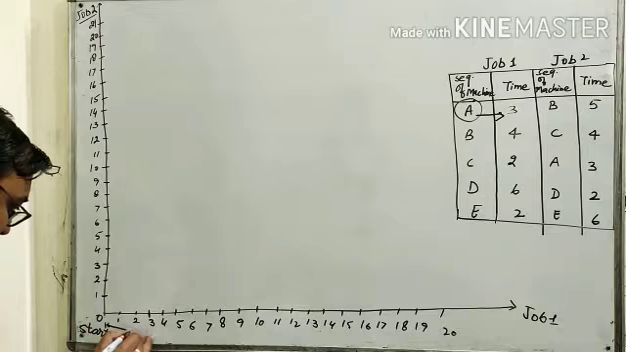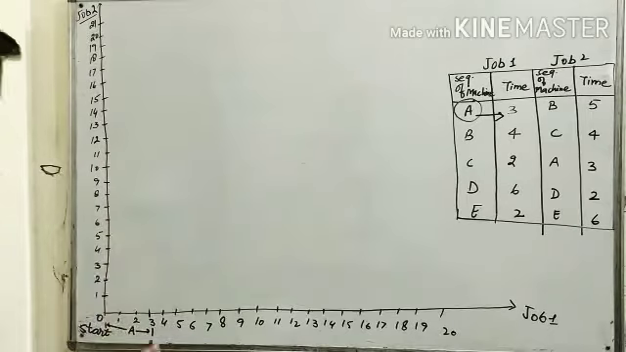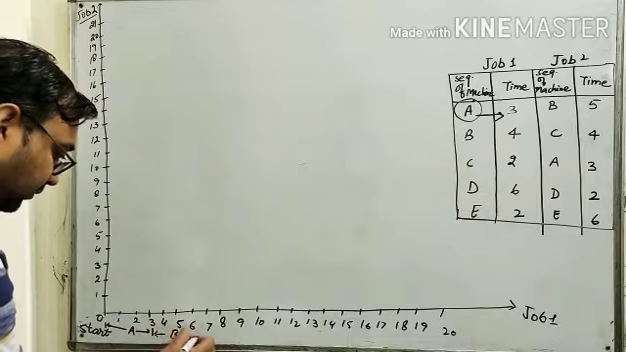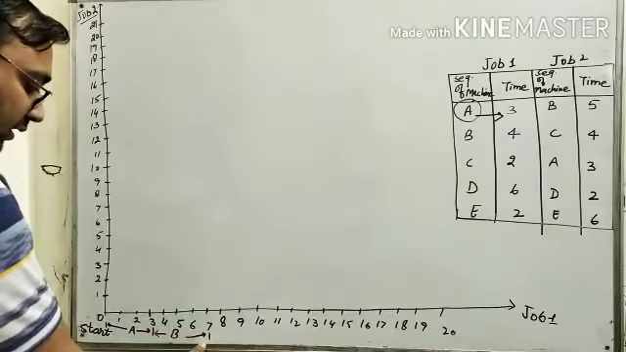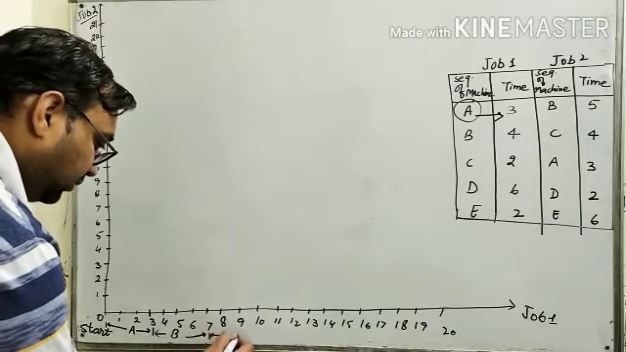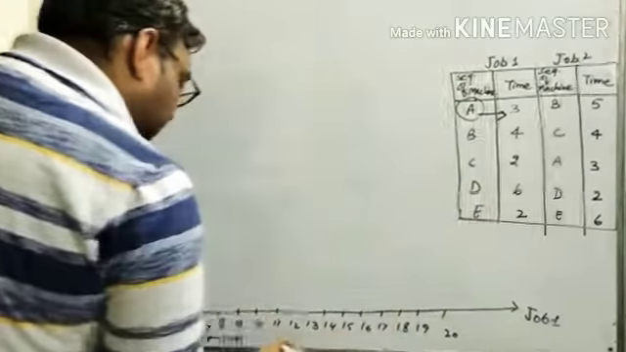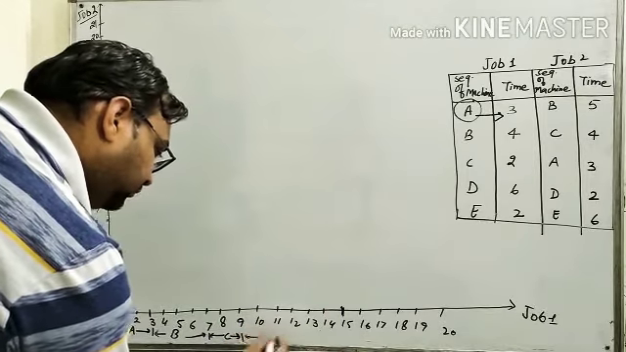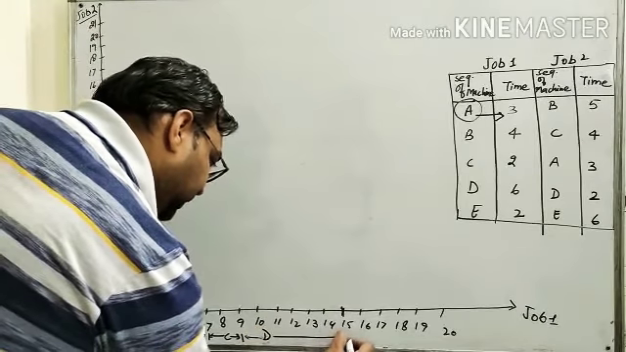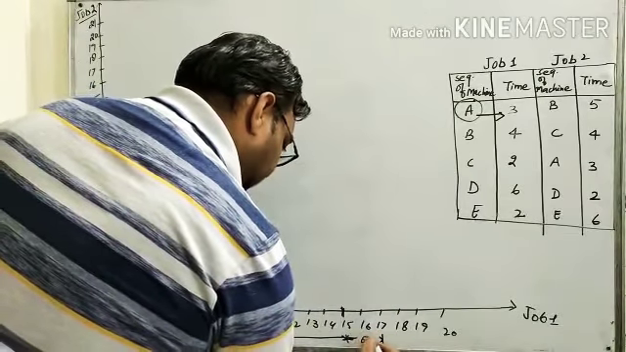So from 0, A is assigned 0 to 3, B is assigned another 4 hours. So our next job will start from 3. So 3 plus 4, that is 7, up to 7. The next job will take 2 hours, so it will start after this 7, that is up to 9. And the next job D will take 6 hours. 9 and 6 is 15. So the next job will occur up to 15 hours, that is D, and the last job will take 2 hours, that is up to 17, that is E.